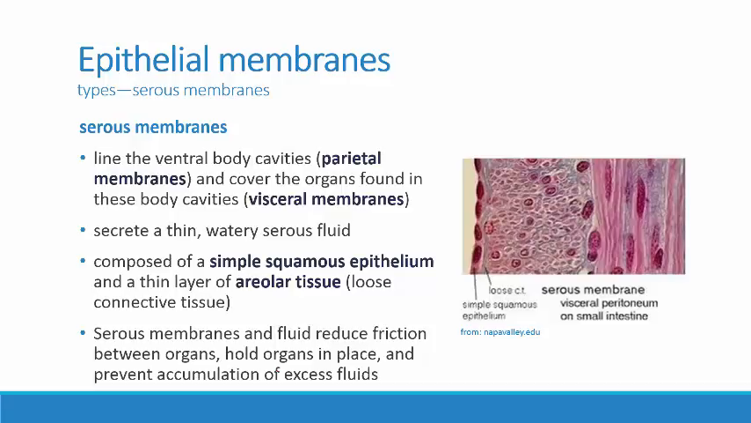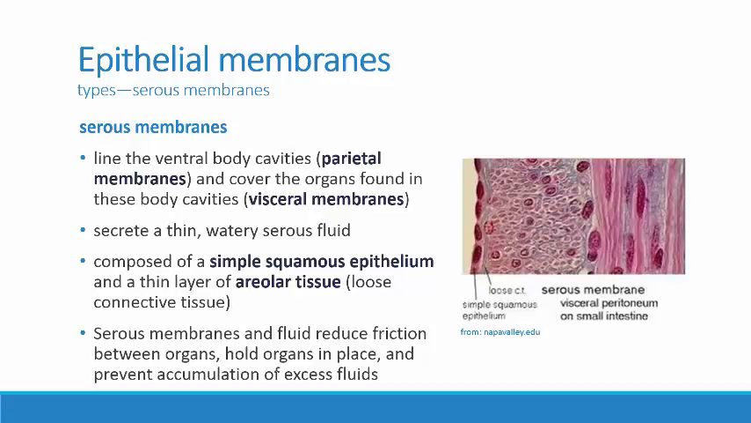Serous membranes, as we have already talked about, line the ventral body cavities. We talk about them as the parietal membranes, and they cover the organs found inside those cavities. That's what we talk about as the visceral membrane. So we talked, if you recall, about the heart, the visceral and parietal pericardium, the lungs, the visceral and parietal pleura, and in the abdominopelvic cavity, the visceral and parietal peritoneum.